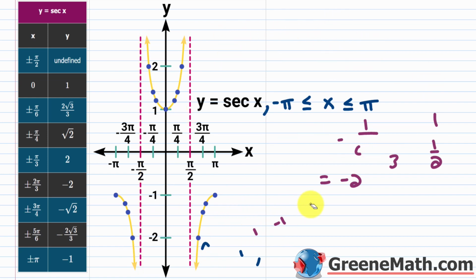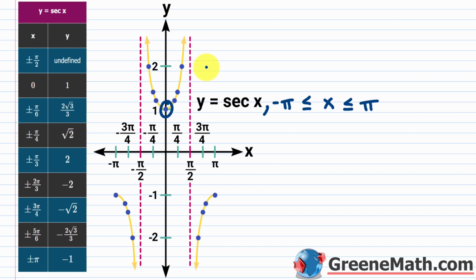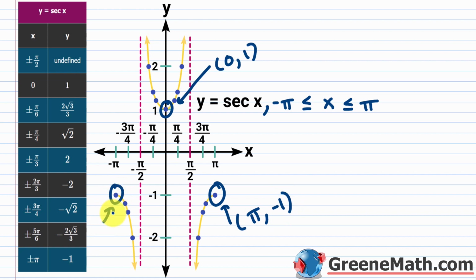And now what I want to do is just erase some things and give ourselves a little clean slate here. And I want to go through some of these basic points. So first off, you should know this point right here, which is 0, 1. That's one that's going to be on the graph of your cosine function and your secant function. Then this one right here, this is your pi, comma, negative 1. Again, that's going to be on both. And then this one right here, that's going to be negative pi, comma, negative 1.